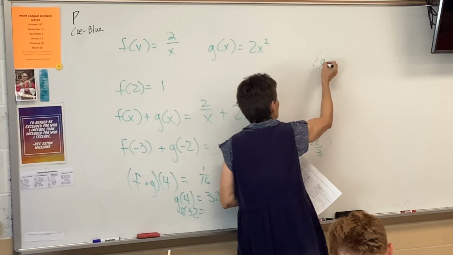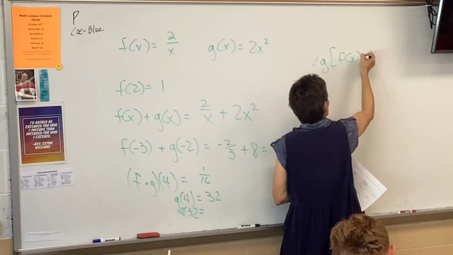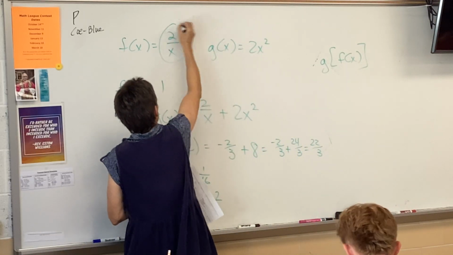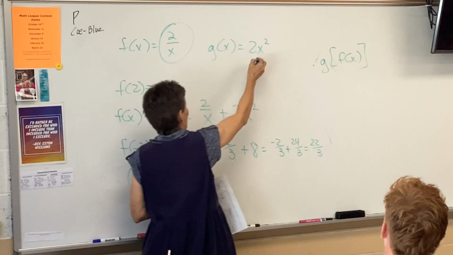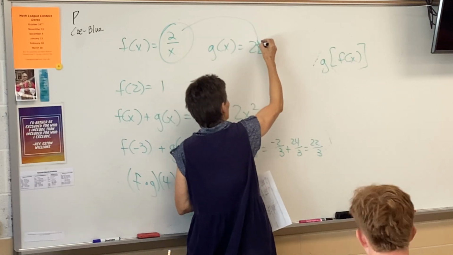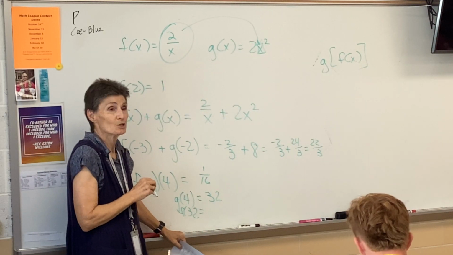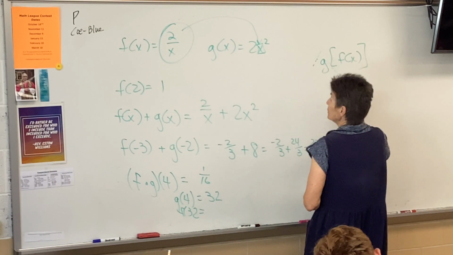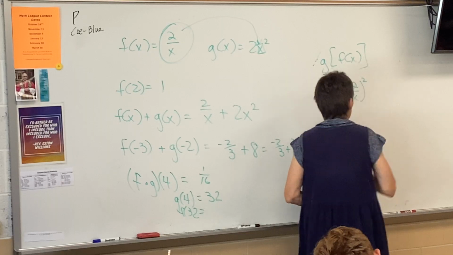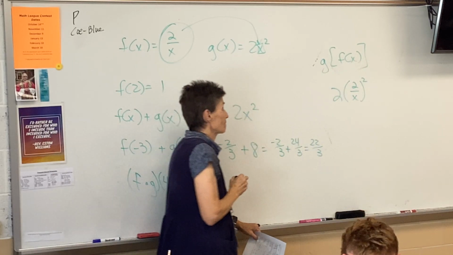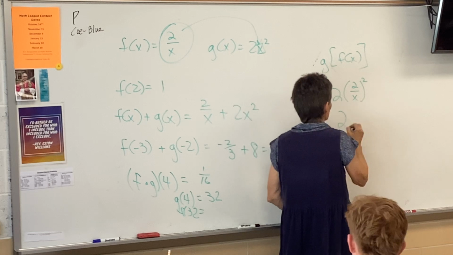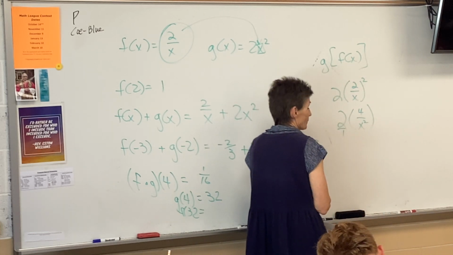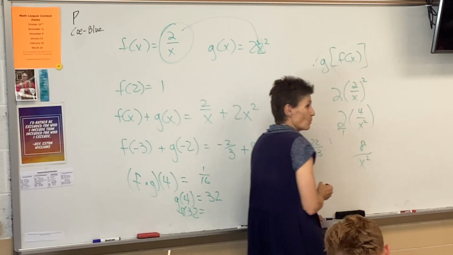G of f of x. This means take the f function and plug it into the x in g. So that's going to be 2 times 2 over x squared. PEMDAS, square first. 4 over x squared. 8 over x squared.